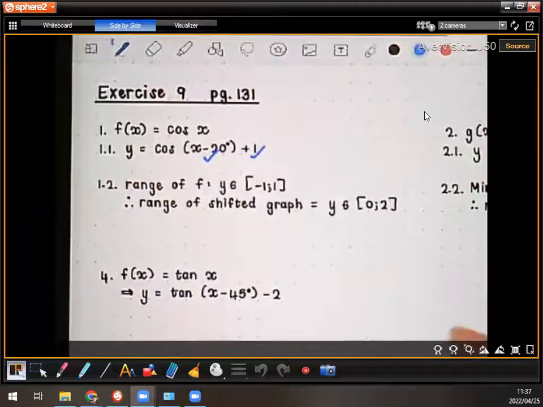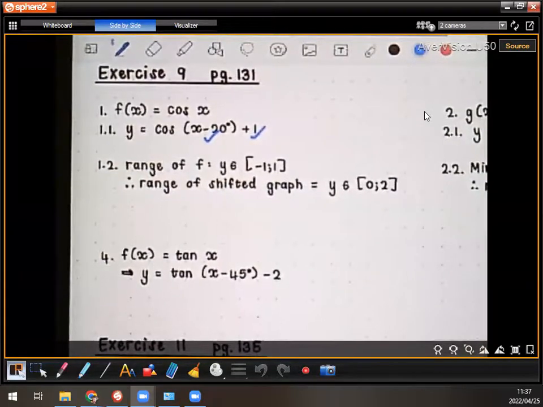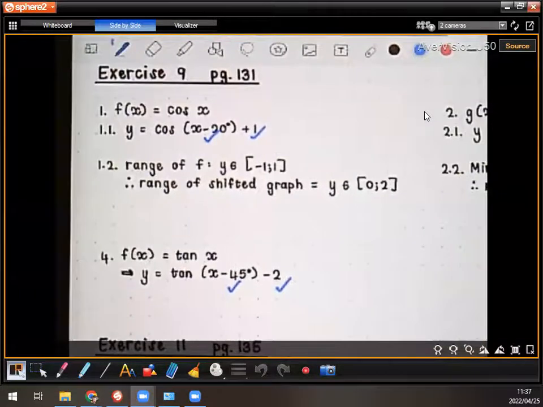For number 4, you can look at that one. So now I'll move to the side example number 2. It was tan x, which is then shifting 45 degrees right. So also x minus 45 and 2 units down. So this would also be a 2-mark question. You won't get more than one of these in a test like that, unfortunately. And that was the only thing that they asked you in number 4, was just the equation.